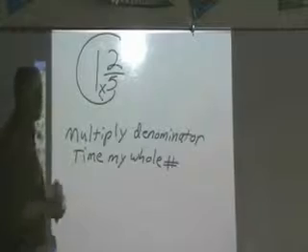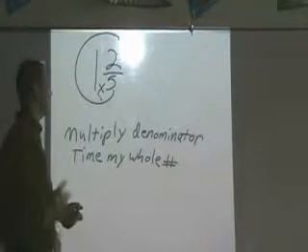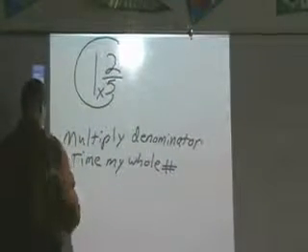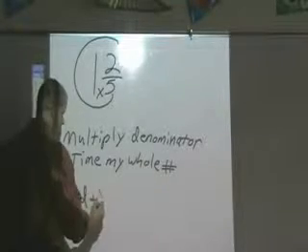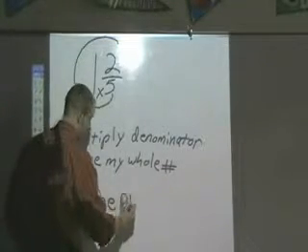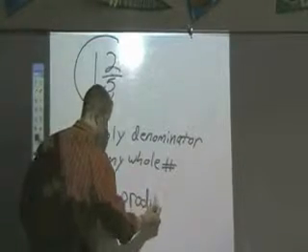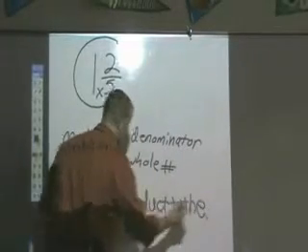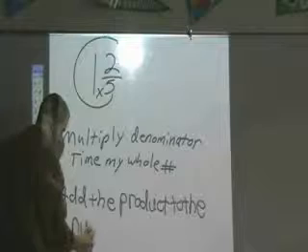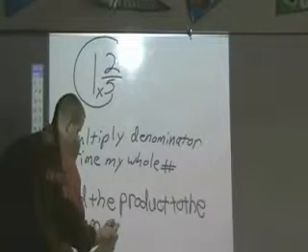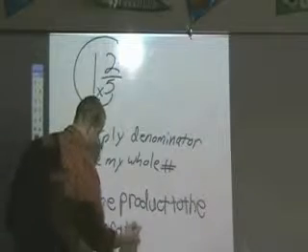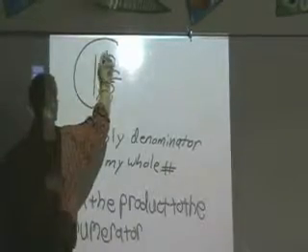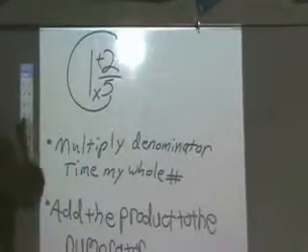Whatever your product is after you multiply, you then add it to your numerator. So, after you multiply, add the product to the numerator. So whatever I get from here, I'm then going to add 2. So here we go.